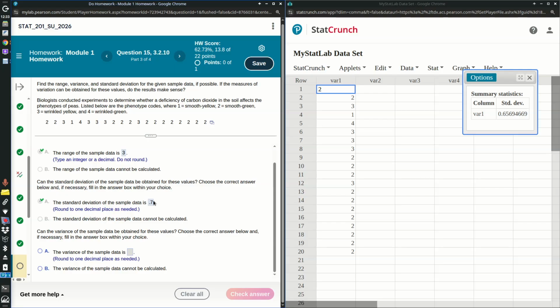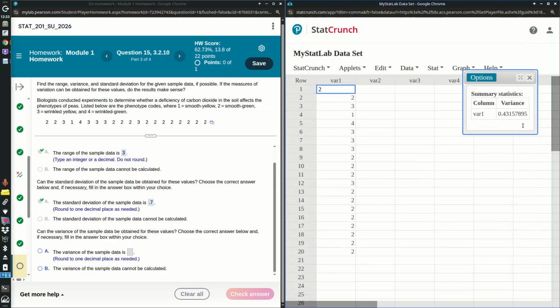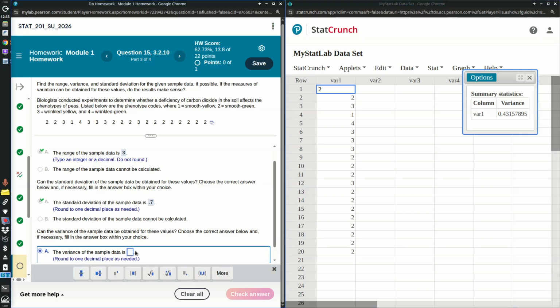But again, we could also do variance. So if you've already done it and asked for something else, you can do options edit and then just select something else and do the computation again instead of starting from scratch. So this is 0.4 now.